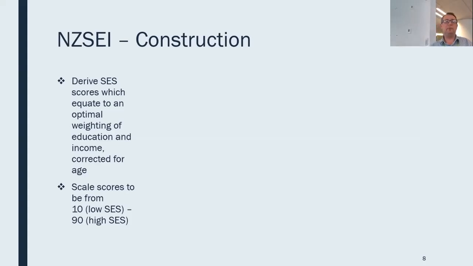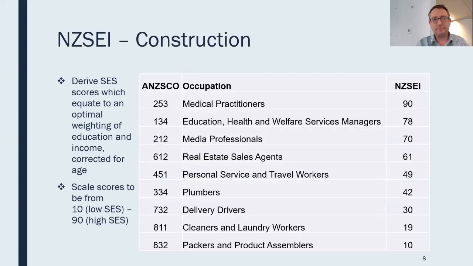So what you essentially end up with there is a socio-economic score which equates to an optimal weighting of education and income corrected for age. And we get scores from 10 to 90. And it looks something like this. So you can imagine there's 97 occupations that we code. I've given you 9 there. But each occupation gets a score from 10 to 90. And there's a range of some of them there. So medical practitioners, for as long as the NZSEI has been going, I think, has always been at 90, and various labourers typically are at the 10 end.